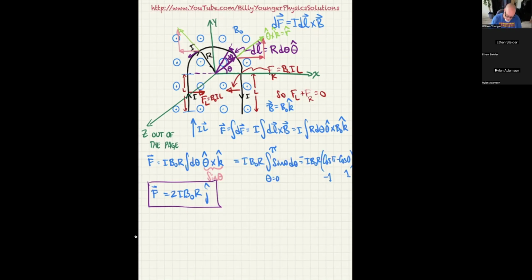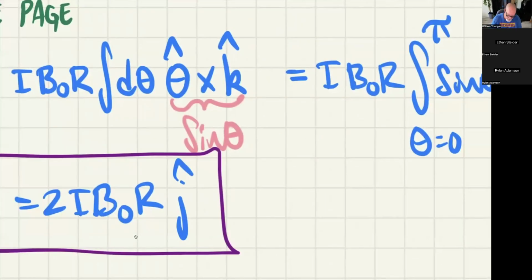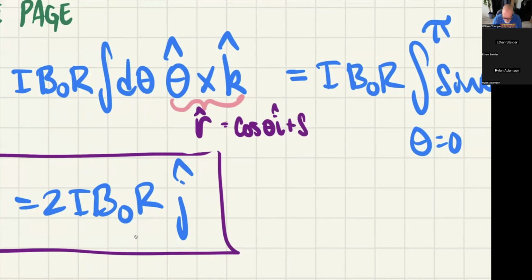And actually, I shouldn't call that sine theta. Let me say that all this, I'll do it this way. I'm going to erase this sine theta here. What I'm going to say is theta hat cross k hat actually gives us r hat. And r hat is cosine theta i hat plus sine theta j hat, like that.